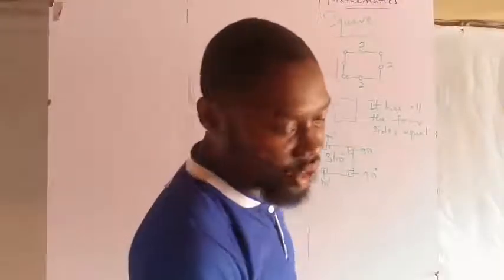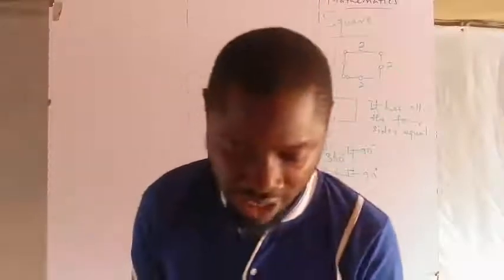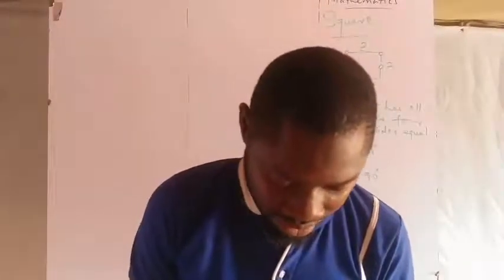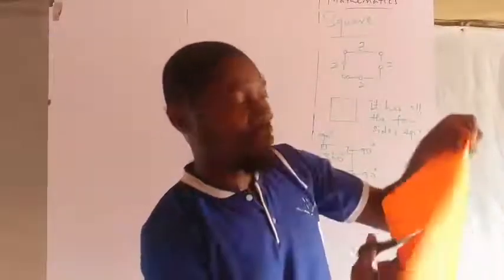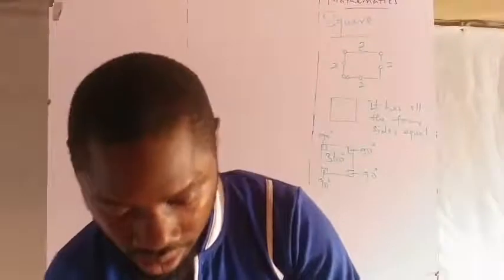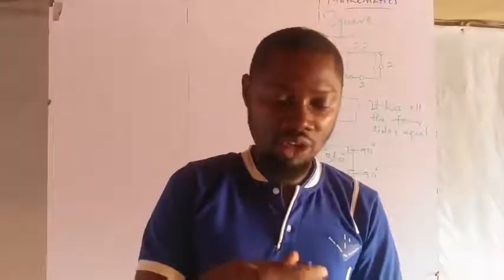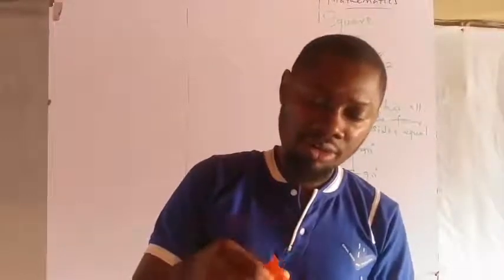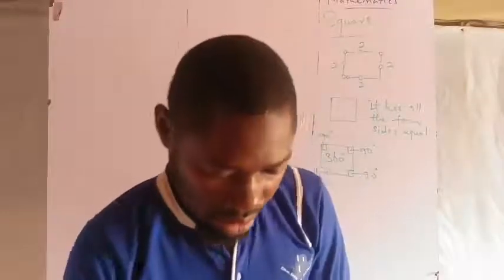Now, a square also has 4 lines of symmetry. I'm going to demonstrate that for you to see. 4 lines of symmetry. Let me cut my cardboard. Let me cut out the square from my cardboard. Let me have a perfect square out from my cardboard. So you see what I'm saying precisely. Good.